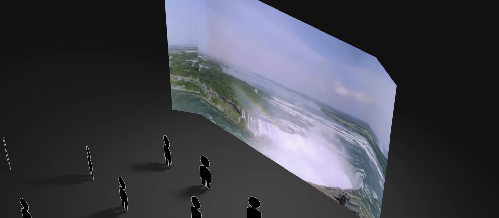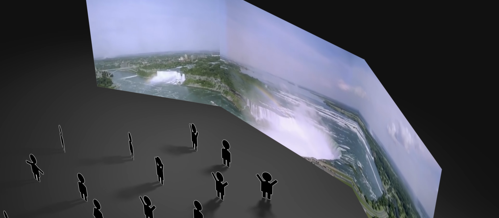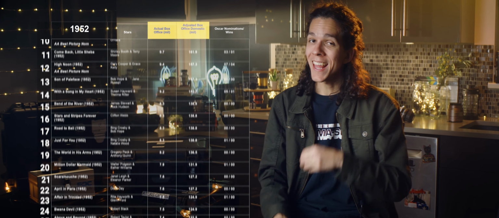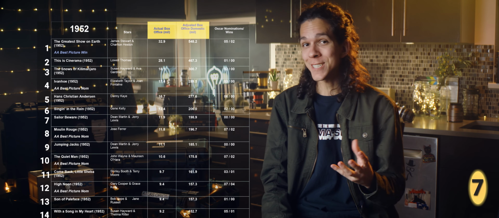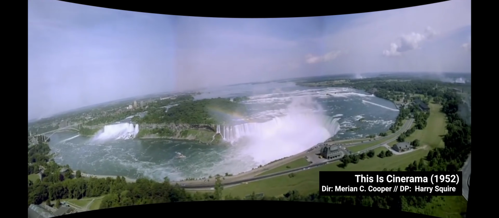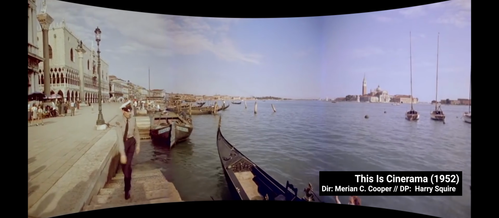Cinerama was a super convoluted process that involved shooting 3 times more film and stitching it all together to create a screen that was much wider than what audiences were used to. This Is Cinerama was the promo for the format, and it yielded the second largest box office revenue in that year. Can you imagine that?